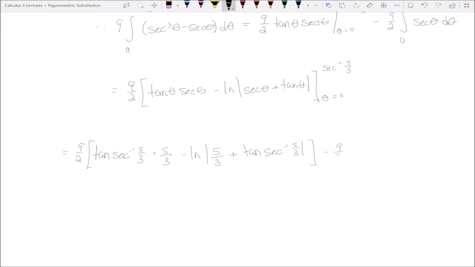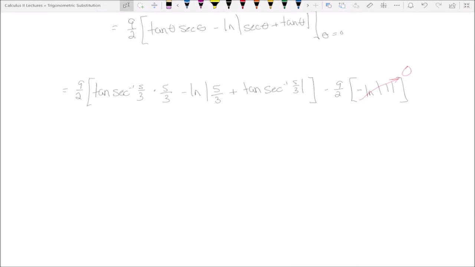Let's say minus 9/2 tangent of 0 times secant of 0. Tangent of 0 is 0, so that piece goes away. Negative log, secant of 0 is 1, tangent of 0 is 0. Well, this piece, right, log of 1 is 0, so that entire piece goes to 0. So we're left with just whatever this is going to evaluate out to.